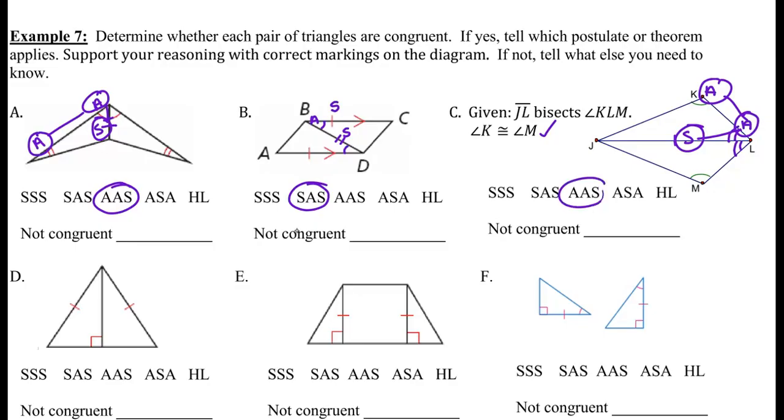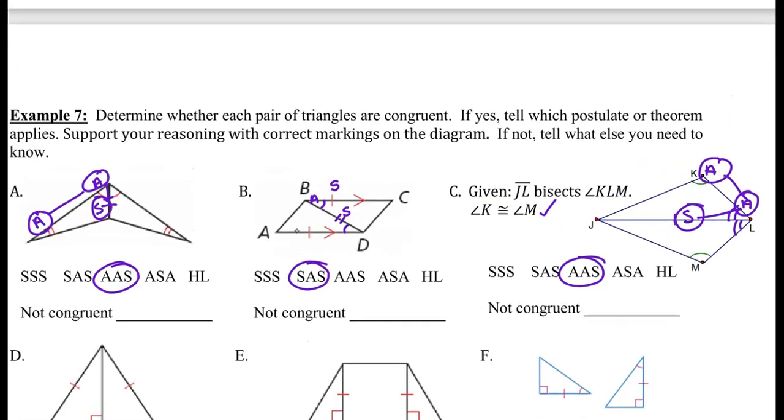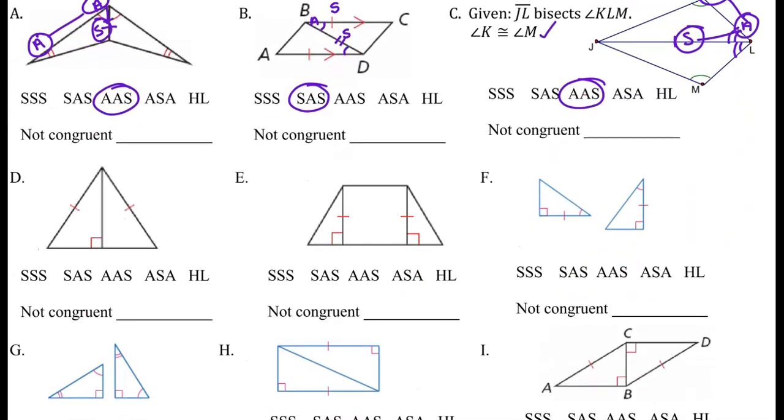What if we didn't? Well, that would be a big problem. If, for example, we had this marking here, notice we have 2 sides and an angle, but on this one, the angle's included. On this one, the angle's not between the 2 sides. So these would not be congruent. They have to have the same markings on both triangles for it to be a yes.